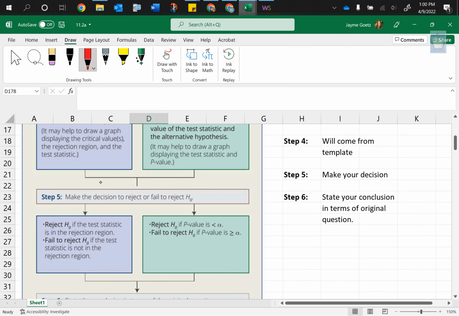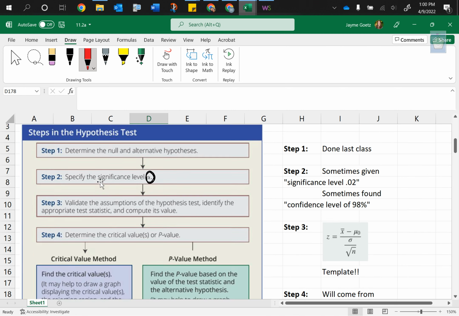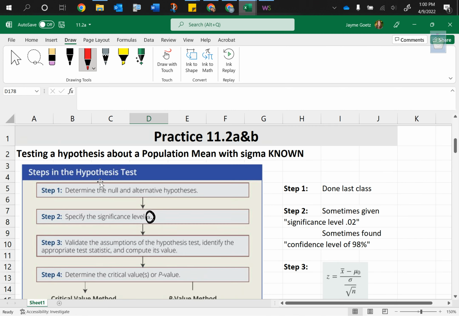Either you're going to reject the null hypothesis or you're going to fail to reject your null hypothesis. Then you're going to state your conclusion in terms of the original question. So those are the 6 steps of the hypothesis test. We should be pretty good at null and alternative hypotheses by now. Let's give it a shot.